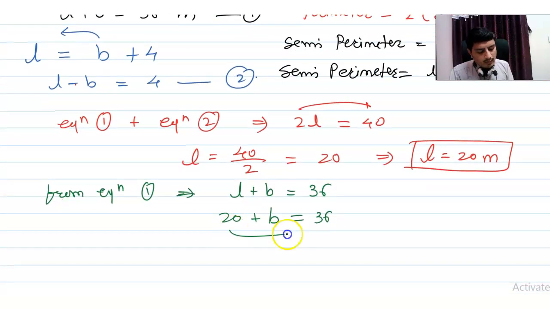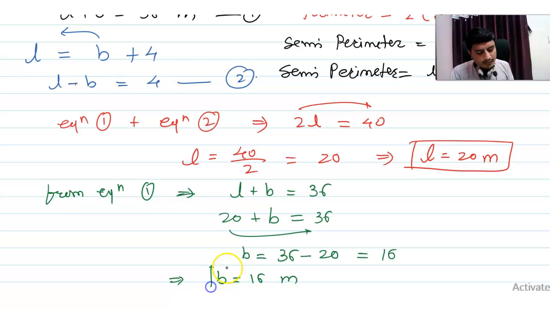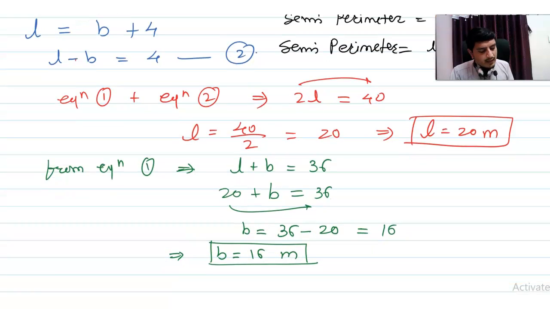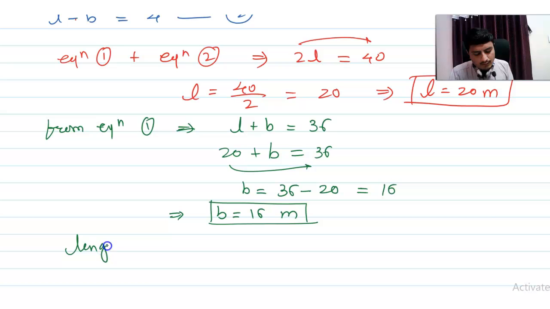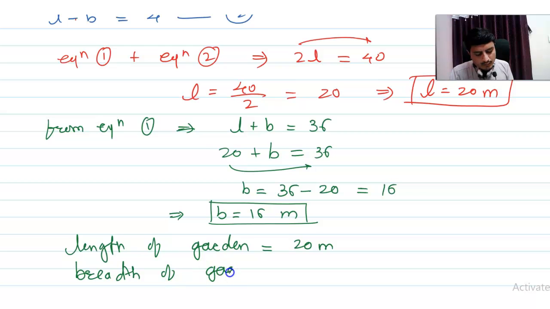To evaluate the value of variable B, shift 20 from LHS to RHS. Plus 20 becomes minus 20. Now 36 minus 20, we are getting 16. So the breadth of the rectangular garden equals 16, the unit is meter. So at last I am writing: length of garden is equal to 20 meter, while breadth of garden is equal to 16 meter.